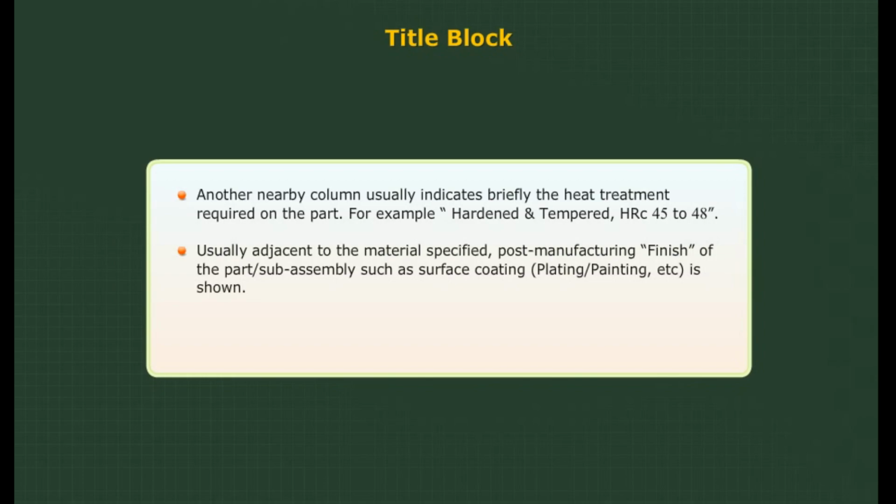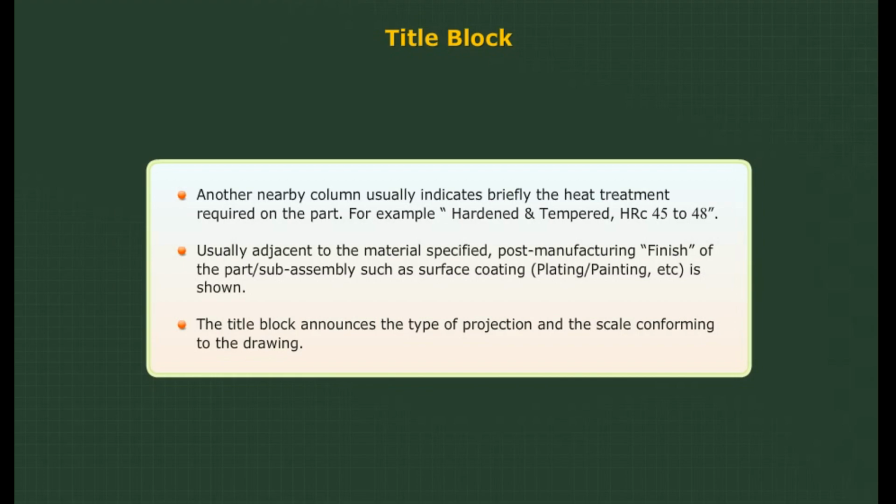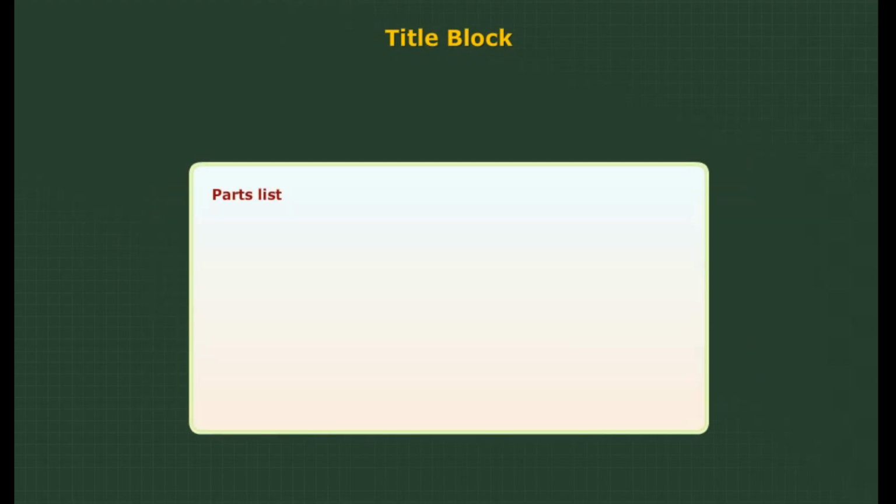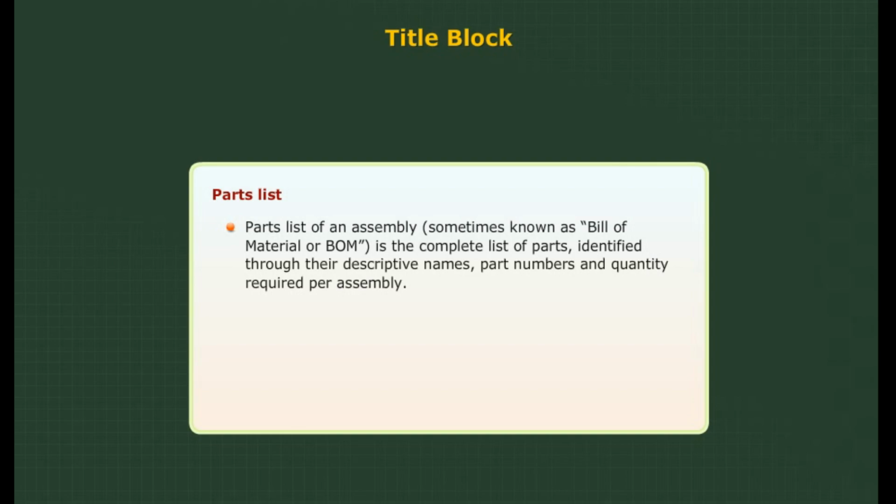Usually, adjacent to the material, the specified post-manufacturing finish of the part or subassembly, such as surface coating, plating, painting, etc., is shown. As mentioned under projection, the title block announces the type of projection and the scale conforming to the drawing. Parts list. Parts list of an assembly, sometimes known as the Bill of Materials or BOM, is the complete list of parts identified through their descriptive names, part numbers, and quantity required per assembly.